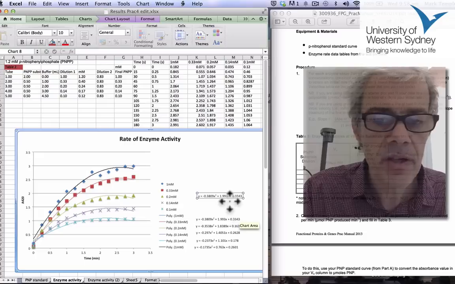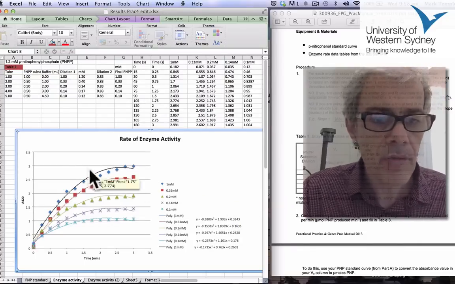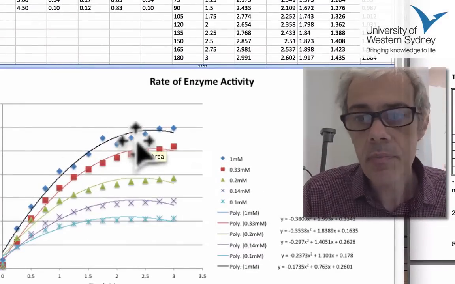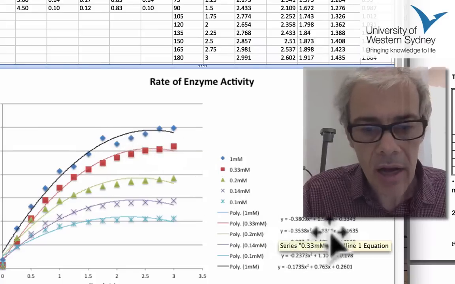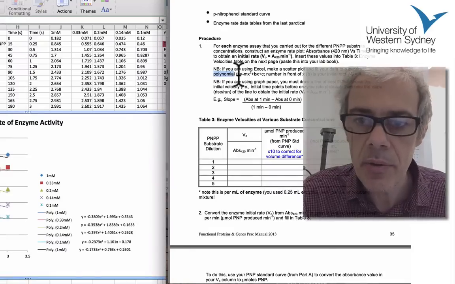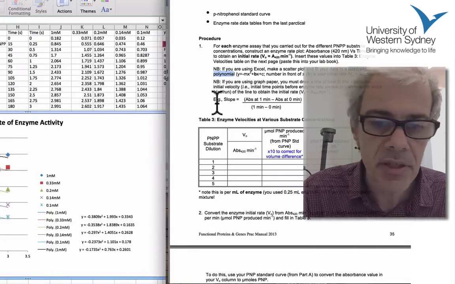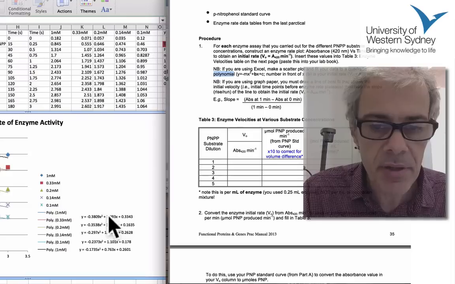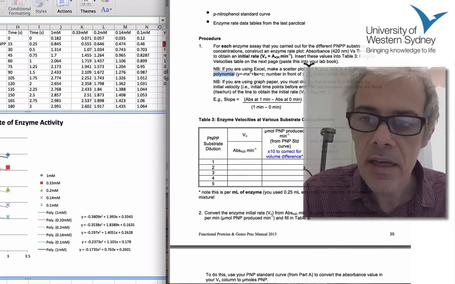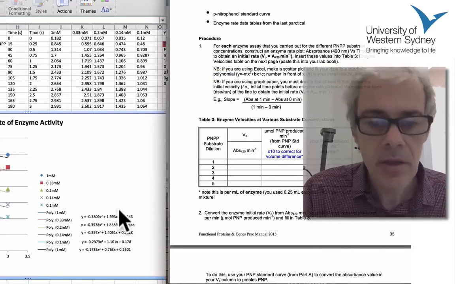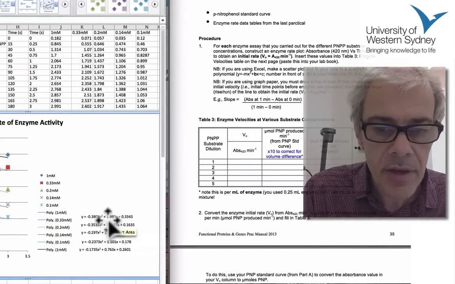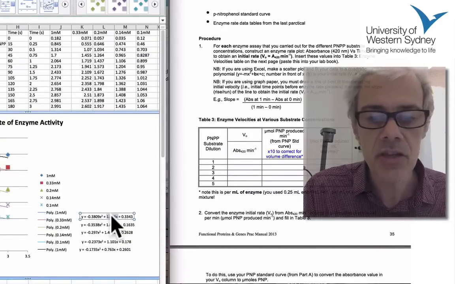All right, so I've done this prior. So for each of my sets of data points, I've done the quadratic polynomial. I've got this equation, which fits this equation here. Y equals mx squared plus bx plus c. And it says here that b is the initial rate. All right, so b, this value here, is the initial rate.